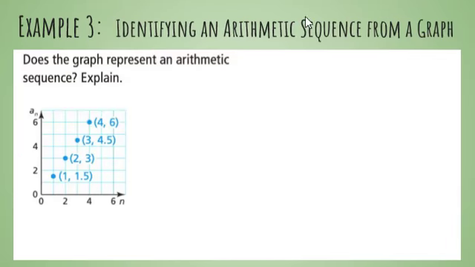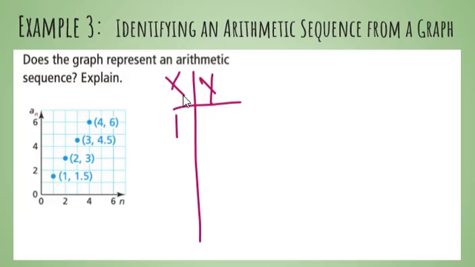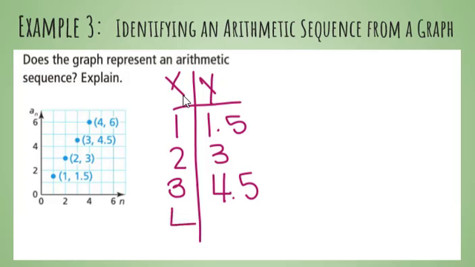So example 3 is identifying an arithmetic sequence from a graph. And we're asked, does the graph represent an arithmetic sequence? Explain. So I want to copy down these points into an XY table. So we have (1, 1.5), (2, 3), (3, 4.5), and (4, 6). So what we're looking for is to see if we're adding the same amount each time to get to the next number.